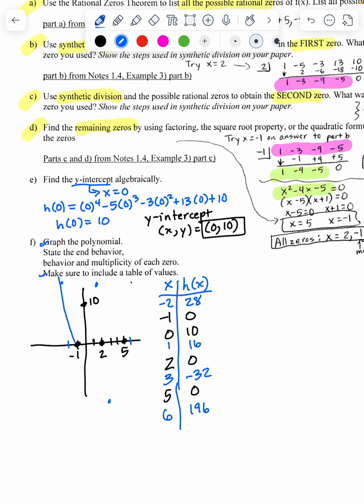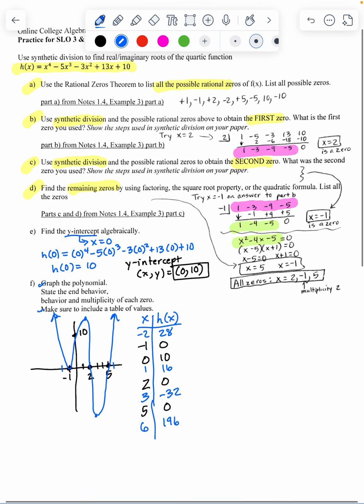So based on what I have on my table, my work from before, and what I see in Desmos, my graph looks something like this. It's not perfect. I don't expect yours to be perfect, but you do need to make sure you go through the points you found in parts A through E. Try to have the major important behavior, put arrows on both ends. And that finishes our graph and our table.